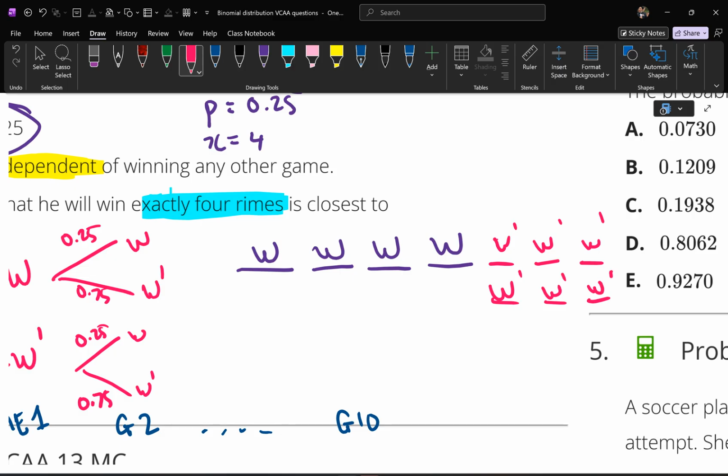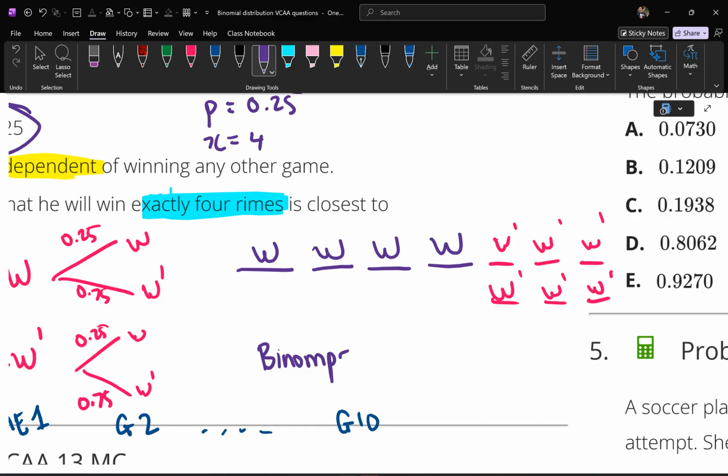Now, the problem with this one is, whilst you know that's 0.25 times 0.25 times 0.25 times 0.25, 0.75, 0.75, 0.75, 0.75, 0.75, 0.75, you don't know the order. There's many different ways that you can write them. So that's why the quickest way is to type on your CAS.